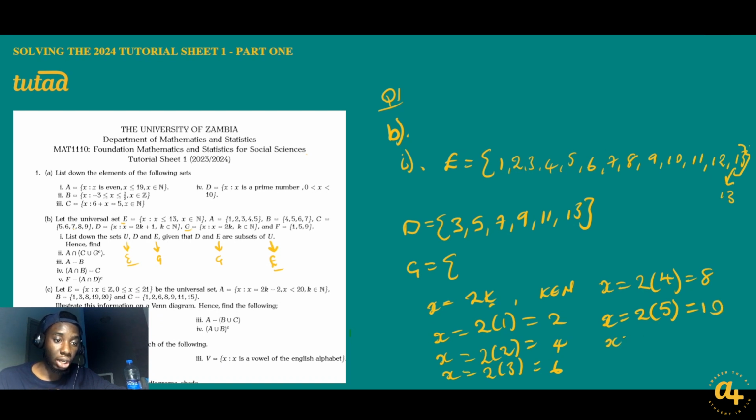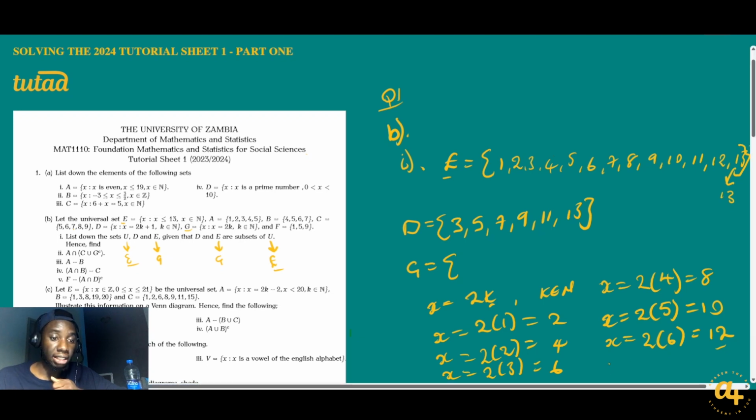And we're also going to have x equal to 2 times 6, and by doing so we're going to have 12. G is also a subset of E, therefore its elements have to come from the set E, or have to be within the set E. If we're to say x here is equal to 2 times 7, we are going to get 14, and we know that 14 is definitely higher than 13.